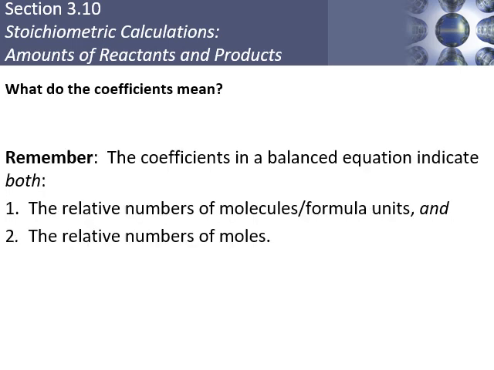Next slide. So the coefficients in a chemical reaction mean two things. In addition to the number of molecules or atoms that are reacting, they also mean the ratio of the different number of moles that are reacting.